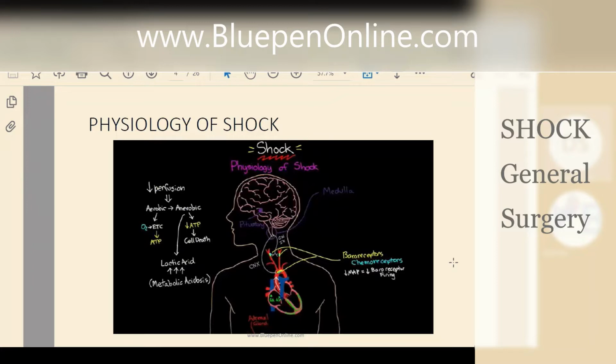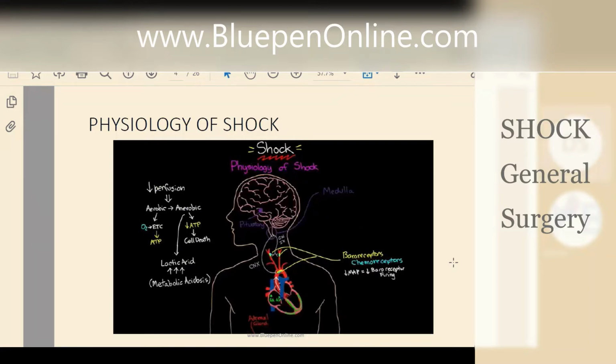So when there is a deficiency of ATP, there won't be any energy for the cells to take up, and the cells start dying. And one more thing is that there will be increased production of lactic acid, and this lactic acid gets deposited in our body and causes metabolic acidosis.